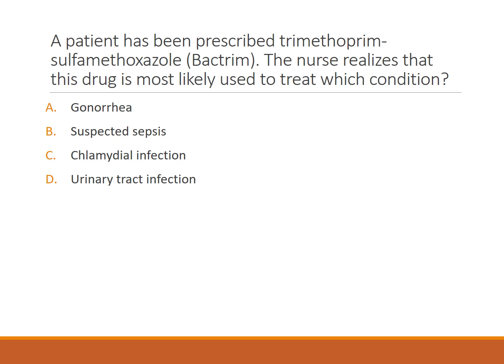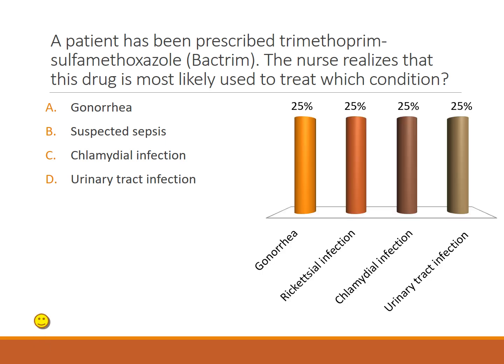All right. So a patient has been prescribed trimethoprim sulfamethoxazole, or Bactrim. The nurse realizes that this drug is most likely used to treat which condition? What are we thinking? Urinary tract infection. This is most commonly given for a UTI.